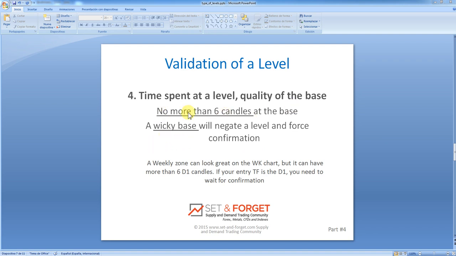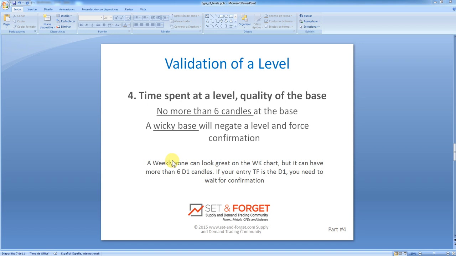We have some rules, and some of them are like no more than 6 candles at the base, otherwise we will require validation of a zone, confirmation of a zone with other patterns that we are using. Don't forget, a wick base will negate a level and force confirmation, because a wick base normally means a reaction to a previous CP pattern, or another previous peak. And this is also very important.